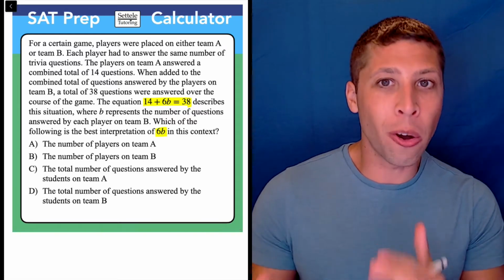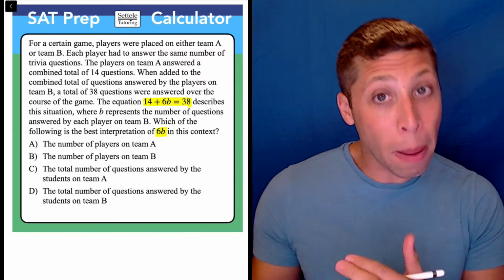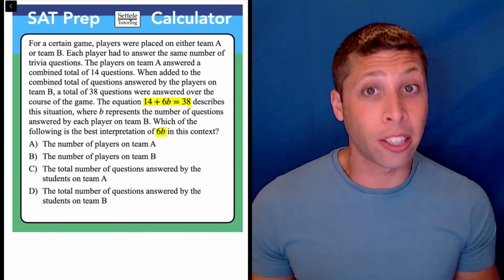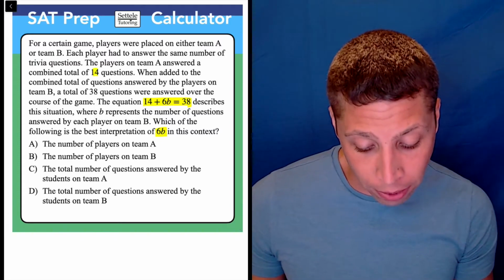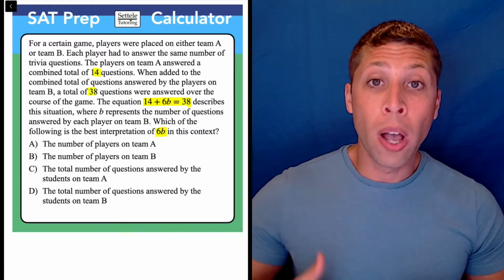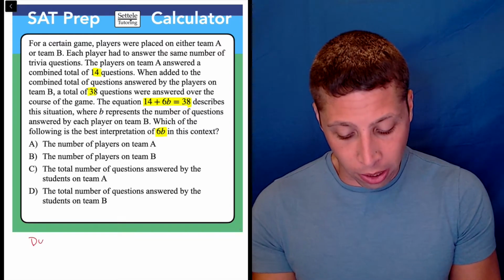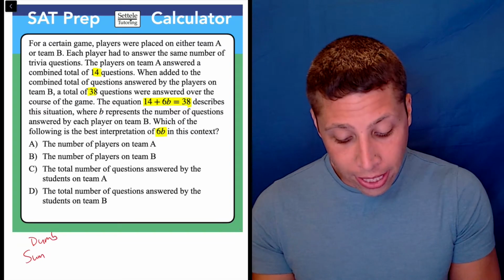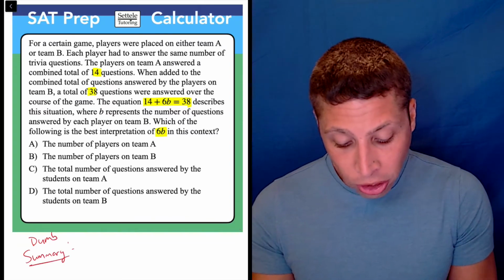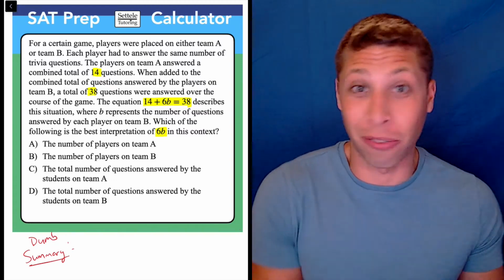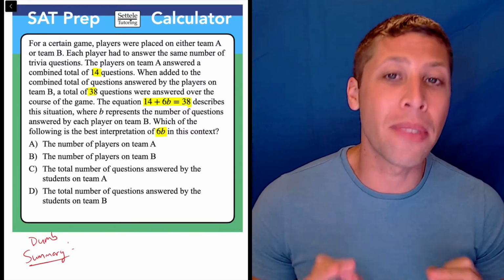Well, in order to know what the 6b means, I should probably figure out what the other numbers mean too. And I can see, just scanning the question really quickly, that they appear, right? 14 and 38. So what we're going to do here is kind of dumb summarize the question. I use this strategy a lot in reading to understand dense passages. This is a dense passage, right? It's a whole passage just for one question. So we're going to do the same thinking here.